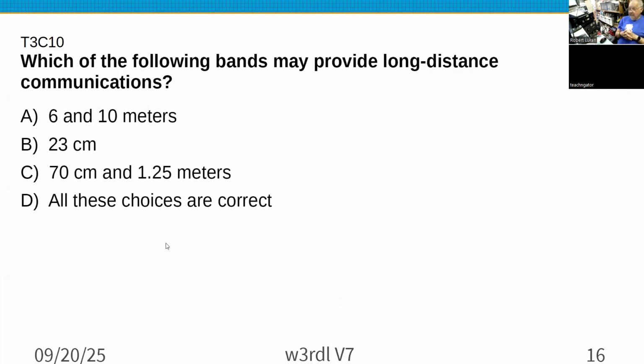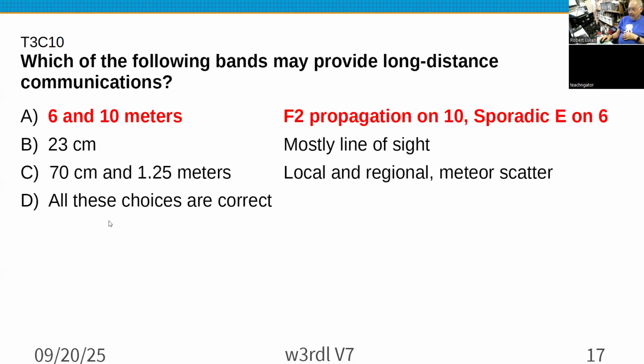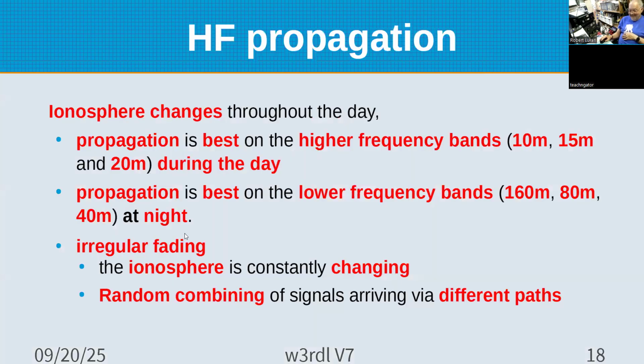Which of the following bands may provide long-distance communications? All I keep seeing is Alpha. Well, okay. Because 23 and 70 centimeters and 1.25 meters don't do it. No, centimeters just wasn't cutting it for me. Okay. That's a short wavelength. Very short.